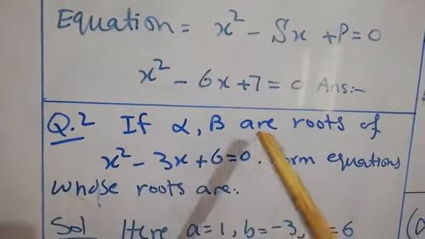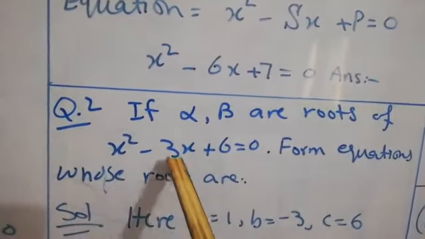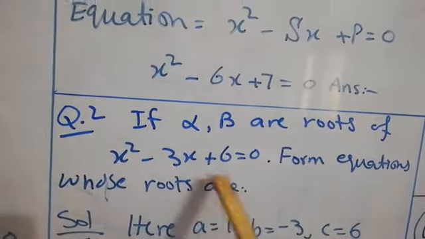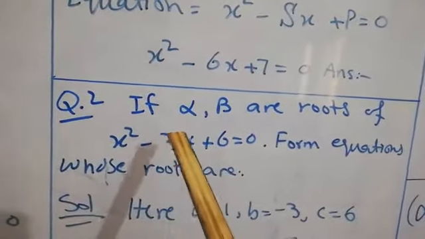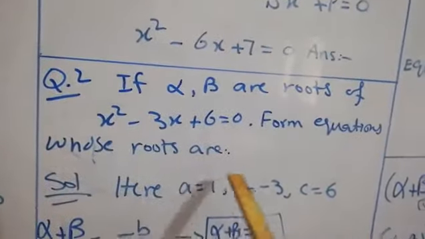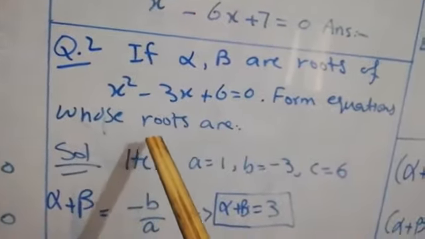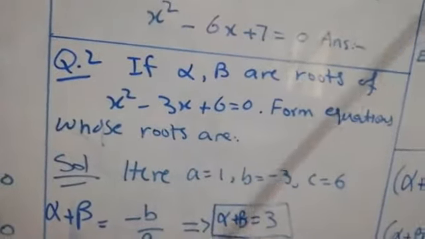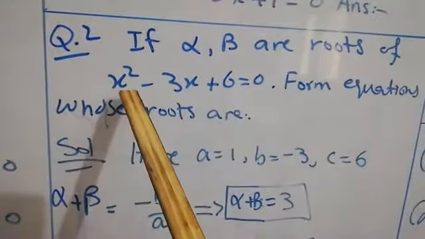Now question number 2 is a little bit different. If alpha and beta are the roots of the equation x square minus 3x plus 6 equals 0, form the equation whose roots are the given ones. Dear students, in this question we have 3 parts in our syllabus. So first of all, we will generally find the sum of roots and product of roots, and after that we will use the parts, and then we will solve step by step.